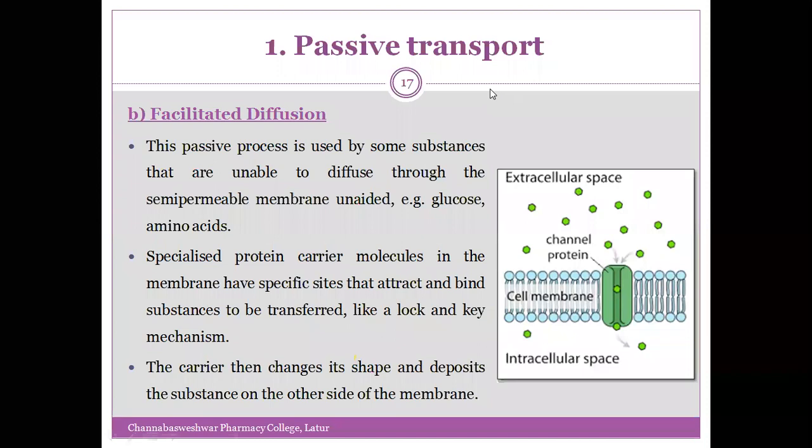You can see the image. Here is a plasma membrane, and it consists of a channel protein. Look at the extracellular space and intracellular space. In green color are the substances. Transportation from higher concentration to lower concentration is shown in that image. So this is about facilitated diffusion.